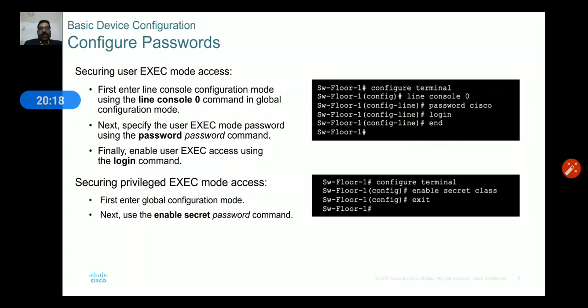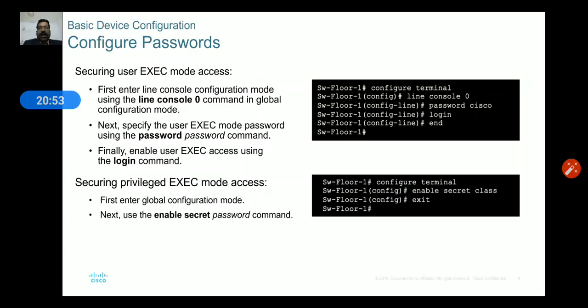Okay, next we are going to secure the privilege exec mode. The privilege exec mode can be secured by using a plain text password, or it can be secured by using an encrypted password. For example, if you are going to secure the privilege exec mode by using the plain text password, you have to use the command enable password, and then you have to type the given password. Say for example, the given password is Cisco. So enable password Cisco.